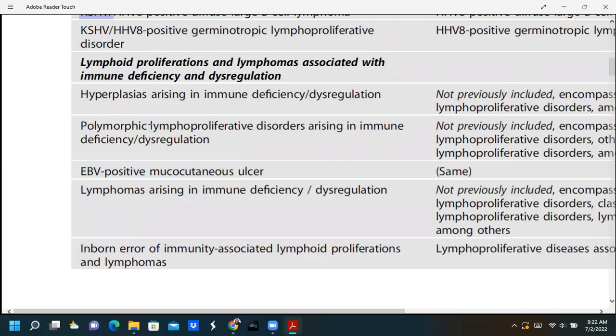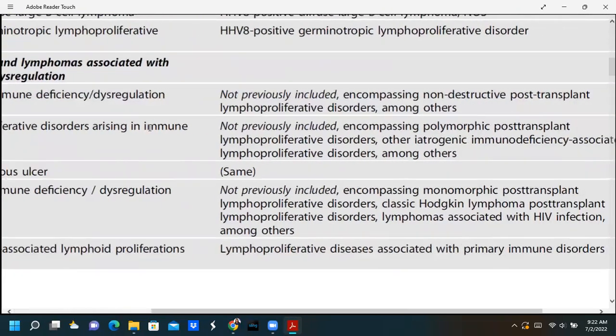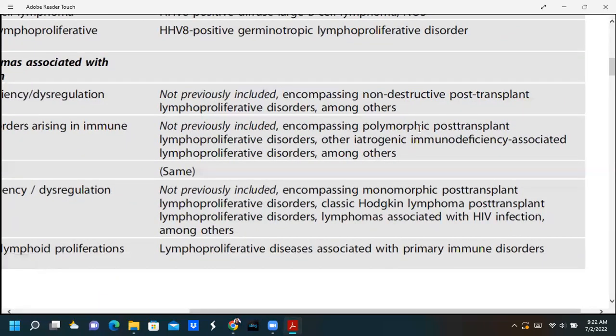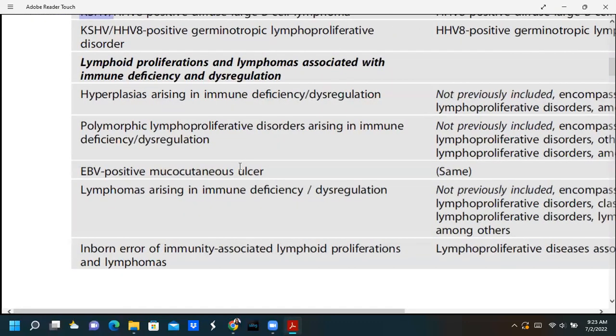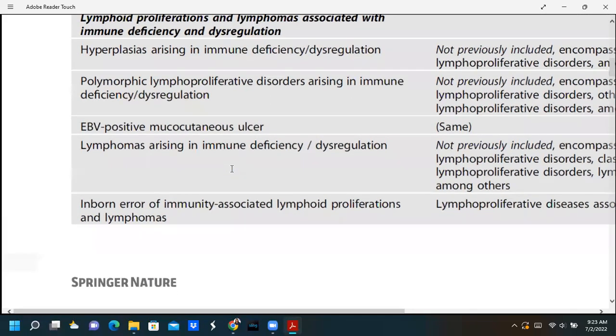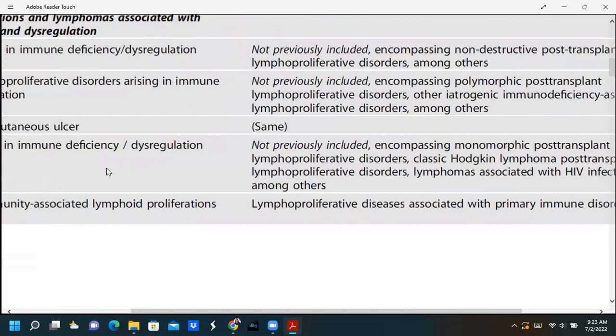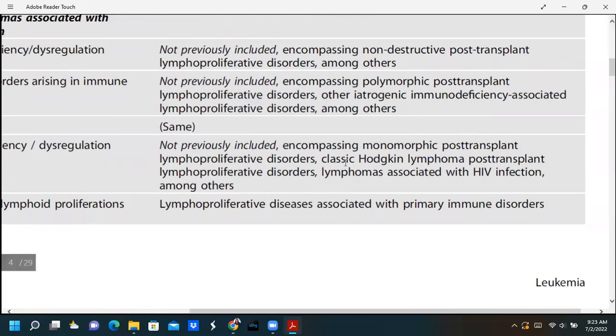Now, again, polymorphic LPD arising in immune deficiency and dysregulation. It now encompasses the polymorphic post-transplant lymphoproliferative disorders and other iatrogenic immunodeficiency associated ones. So those two, polymorphic post-transplant and immunodeficiency associated, are in the immune deficiency/dysregulation. EBV positive mucocutaneous ulcer is the same. This one, lymphomas arising in immune deficiency/dysregulation. So the immune deficiency dysregulation remains the same, apparently. First is hyperplasia arising, second is polymorphic LPD arising, and third is lymphoma arising. And the lymphomas arising apparently include the monomorphic PTLD and CHL, and lymphomas associated with HIV infection.